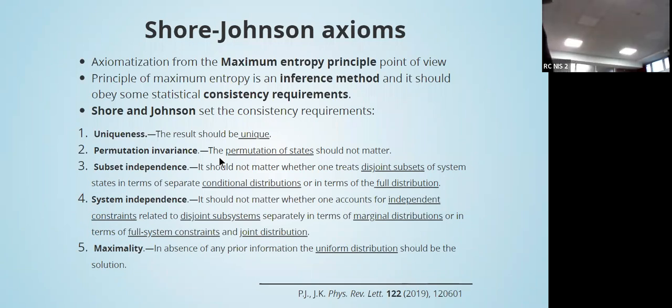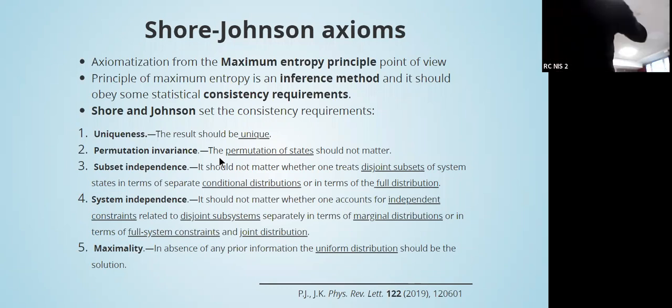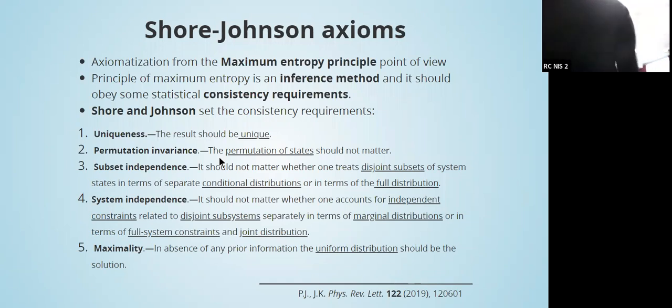So again, this is the method of Lagrange multipliers. Then of course we require that the result should be unique. Then permutation invariance, which is like the symmetry of entropy, means that the permutation of states should not matter. So basically if you relabel the states, if you label them 1, 2, 3, 4, 5, it doesn't matter if I label them 5, 1, 3, 2, 4. So this is natural. Then there is subset independence. It should not matter whether one treats the joint subsets of system states in a separate conditional distribution or in terms of the full distribution. So this means that you have a full system and you have some constraint on a subsystem. Then it should not matter whether you take the conditional distribution on the subsystem or the full distribution. It should give you the same result.